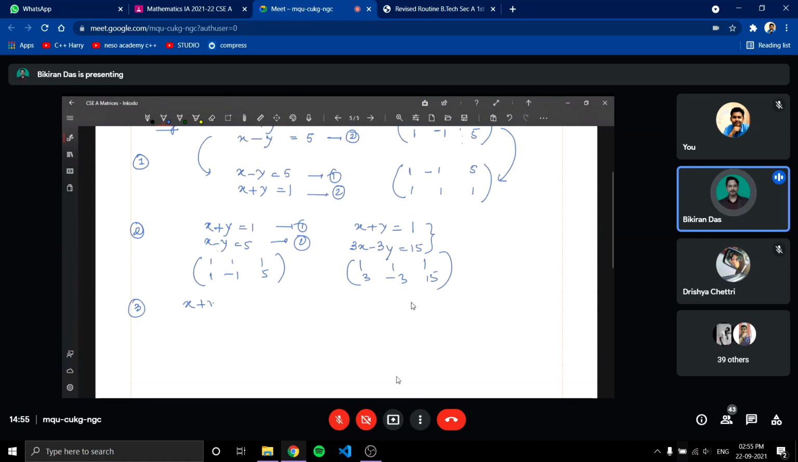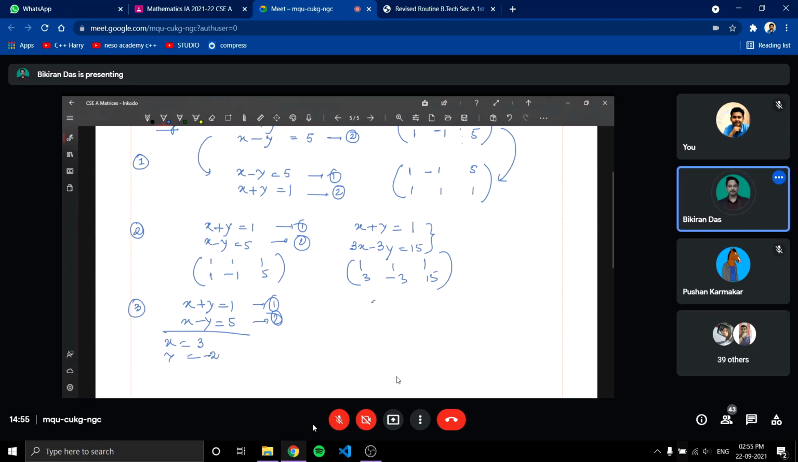So x plus y equals 1 and x minus y is equal to 5. Okay, this is one equation, this is one equation. Tell me what is the solution of x and y? What is x and what is y? X is 3 and y is minus 2.